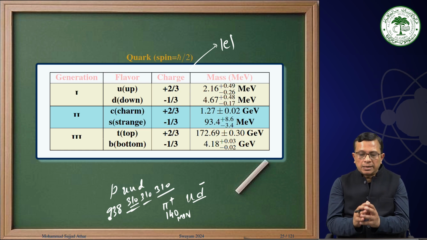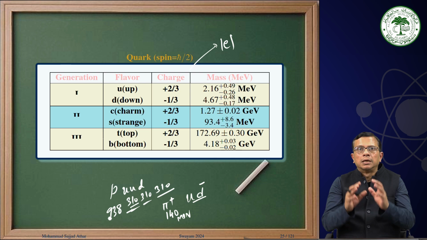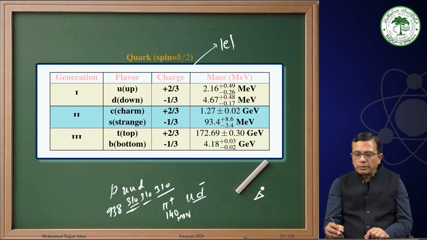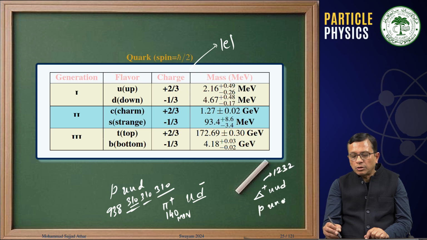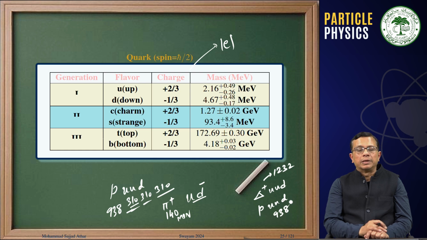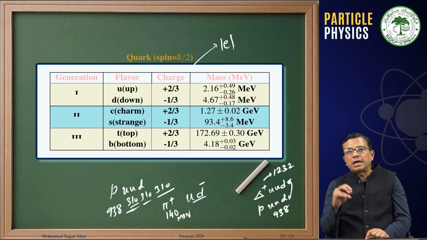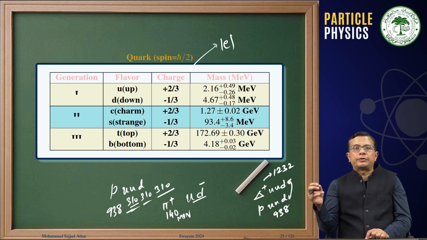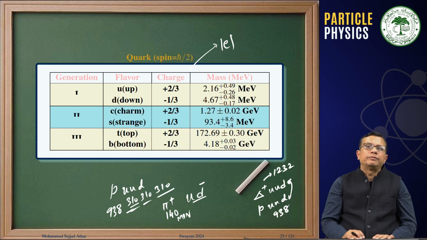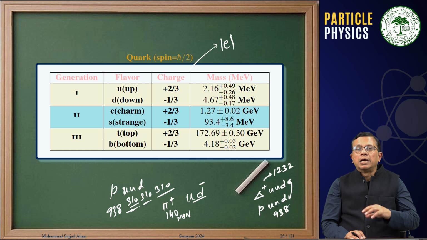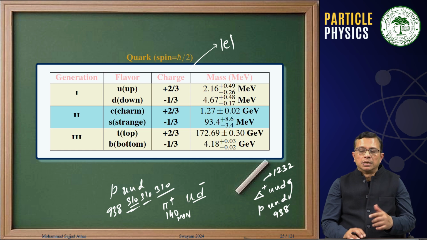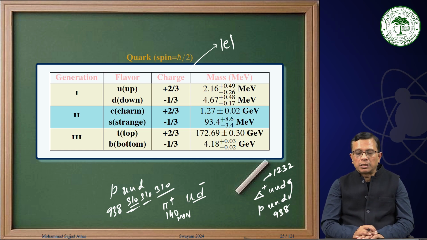And we will see why a delta, which is made up of uuu quarks, has a mass of 1232 MeV, while a proton, which is made up of uud quarks, has a mass of 938 MeV. From where is that difference coming? We will see that we will talk about spin-spin interaction, and it is similar to what you have in spectroscopy, hyperfine structure. Similarly, here also we will talk about that.